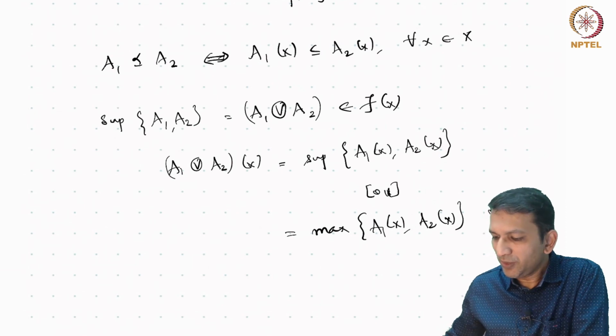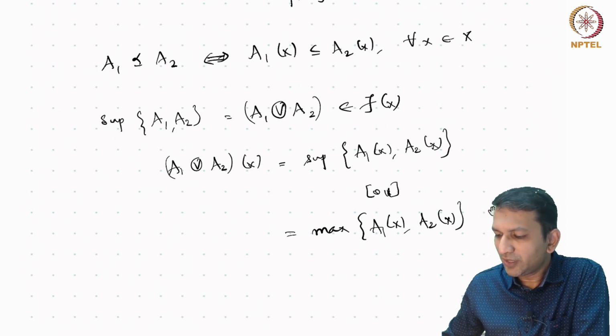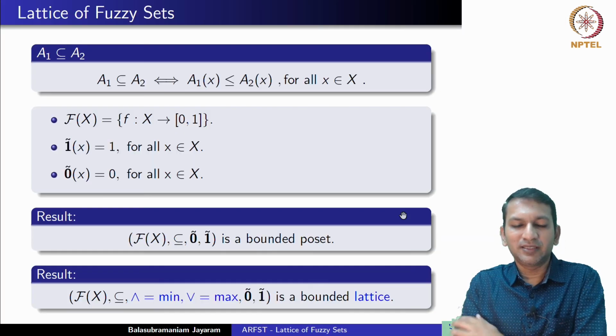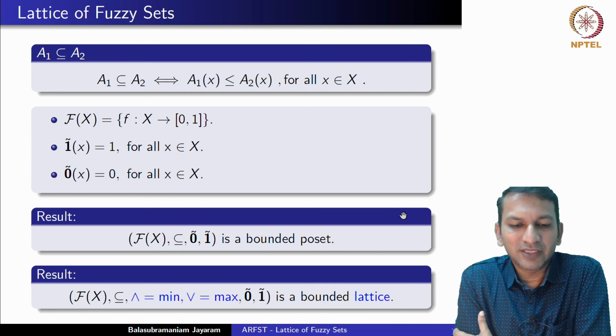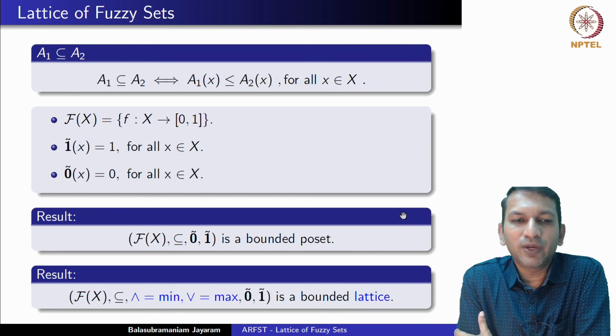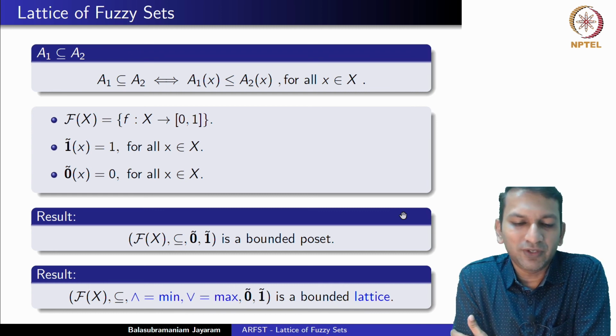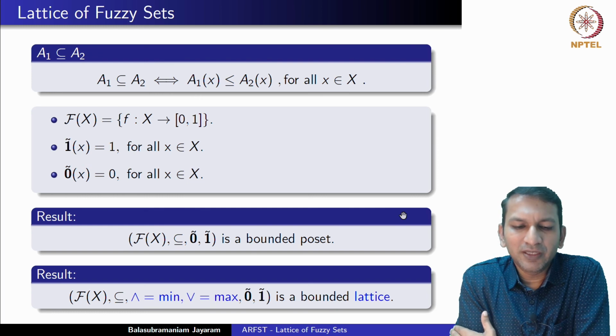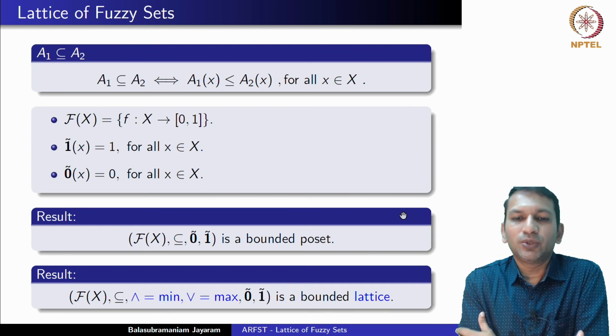Thus, the supremum of any two elements in F of X turns out to be the max of the corresponding fuzzy sets. It can be shown similarly that the infimum of a pair of fuzzy sets is actually doing the pointwise minimum on the corresponding membership functions. Thus, min and max, the operations that we have seen on fuzzy sets, turn out to be the lattice operations of meet and join on the set of fuzzy sets with respect to the pointwise ordering.